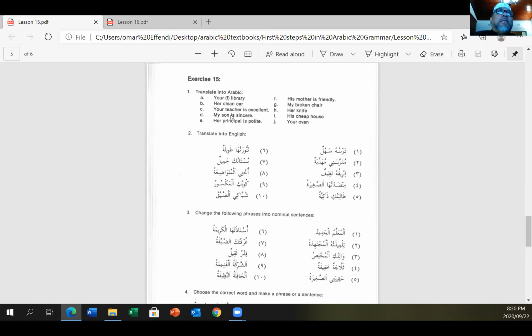Next one, C: your teacher is excellent. Teacher, muallimun. Your teacher, muallimuka, because it's not feminine. Excellent, mumtazun. So you would say muallimuka mumtazun.